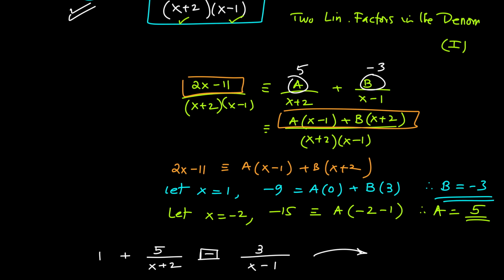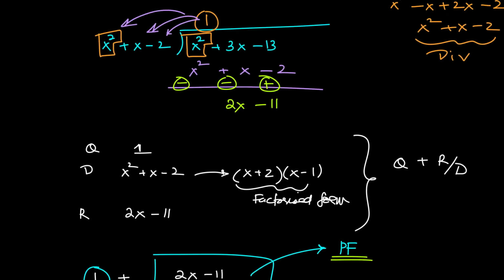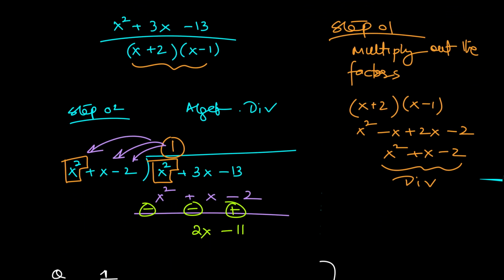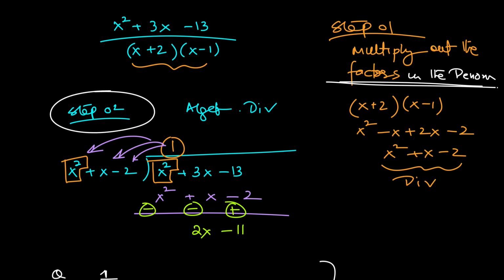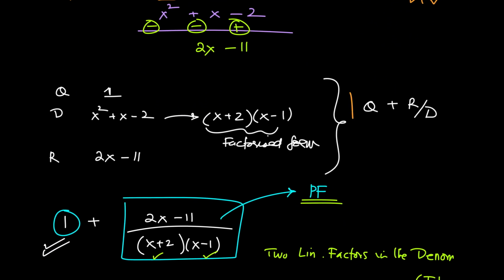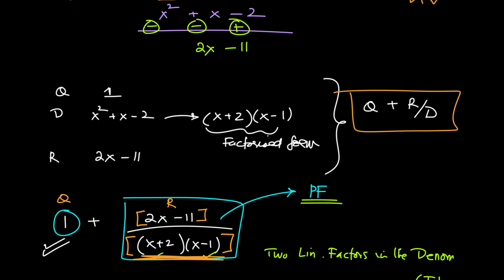So our objective was to break this up into its partial fractions. What was step number 1? Step number 1 was multiply out the factors in the denominator, which we successfully did. What was step number 2? Algebraic division and achieve a quotient, a remainder, a divisor this way. In our worked example, the quotient is 1. The remainder is 2x minus 11. The divisor in the factorized form is x plus 2, x minus 1.